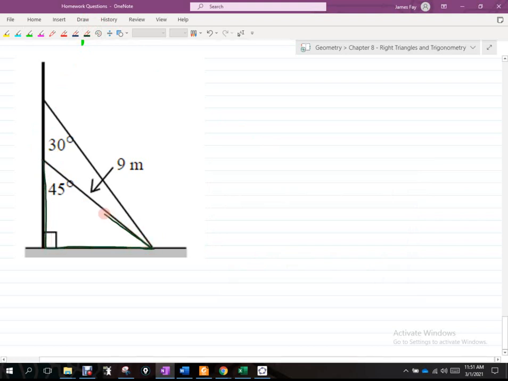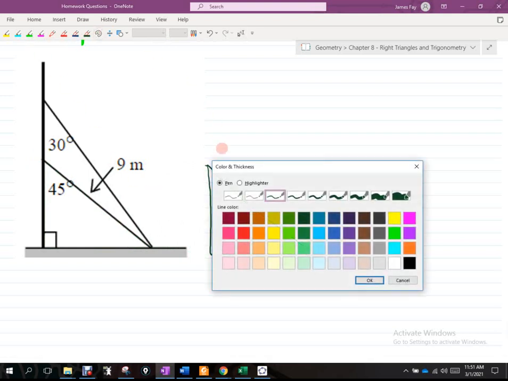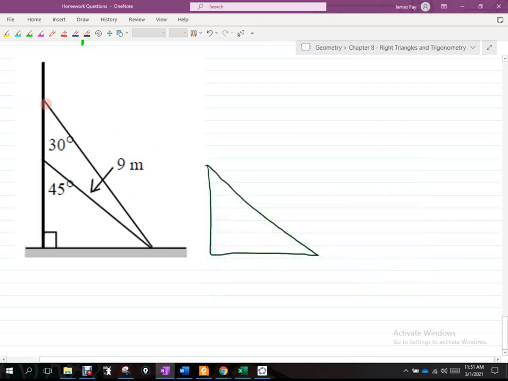So I'm going to separate this small one, and that's the 45, 45, 90. And then we'll look at the larger one, the 30, 60, 90, and pull that apart.